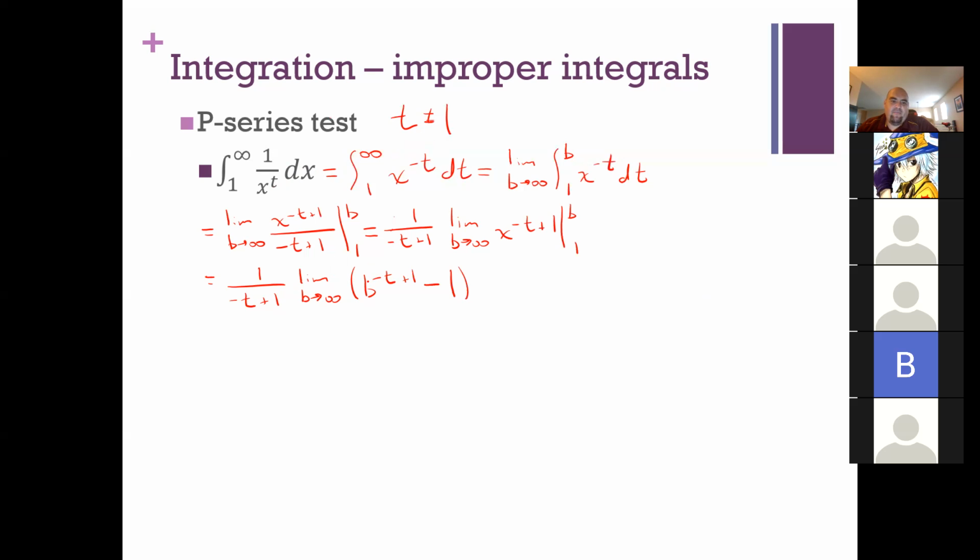But now we have to look at this. We have b to the negative t plus 1, and I want b to get really, really big. But I want this overall term, b to the negative t plus 1, to stay finite. So let's go ahead and do one more thing here. So 1 over negative t plus 1 times this limit. And I'm going to break this up: b to the negative t times b to the 1 minus 1.